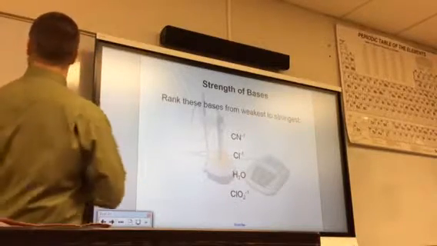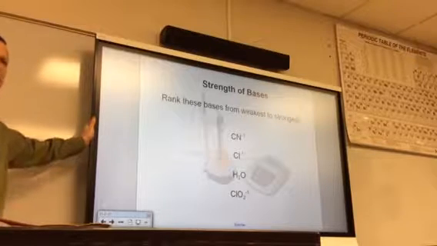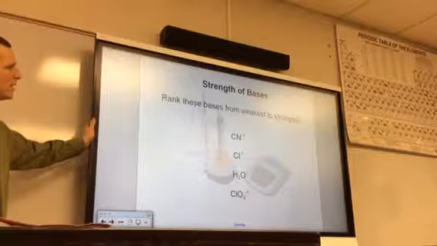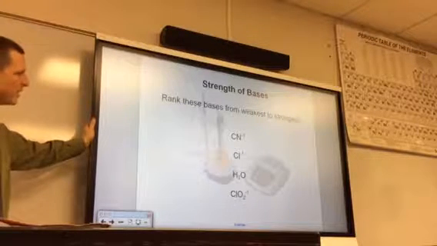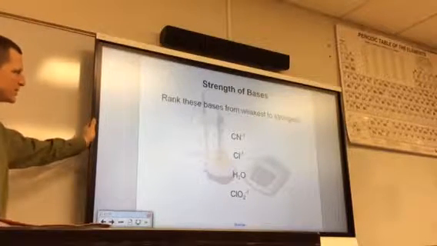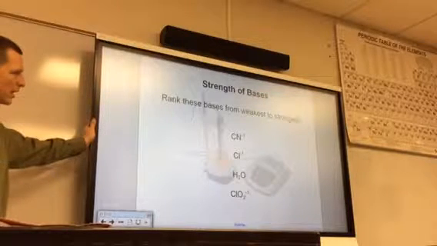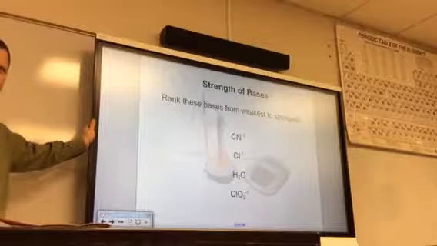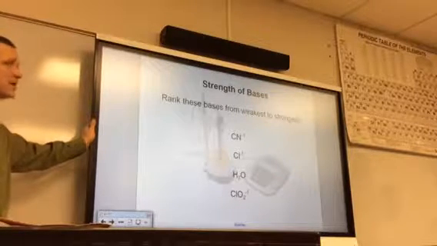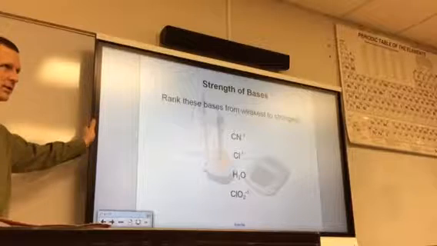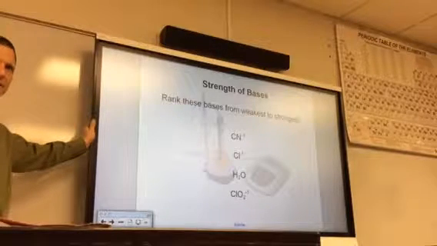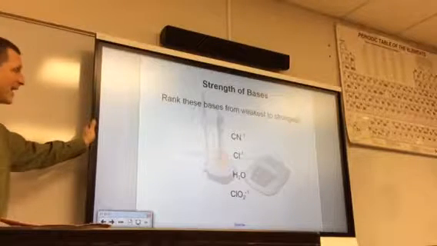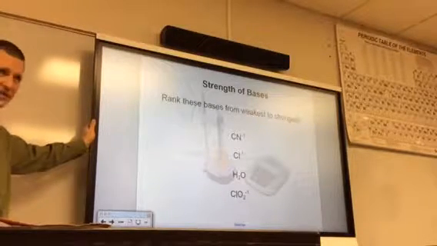You'll run into problems where you're asked to rank the strength of bases. Which is the weakest base of those four things up to which is the strongest base. They all are being considered in the context of being a base. Can you tell from these four which one is the worst base for sure? That's right. It's the chloride ion. Chloride ion is a terrible base. It is worthless as a base.